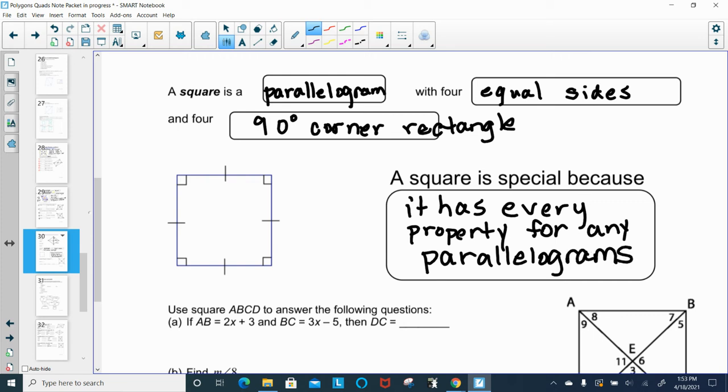It has everything. So what I'm going to do is I'm going to draw some diagonals in this picture. And get my pen back. I'm going to make them all the same length.